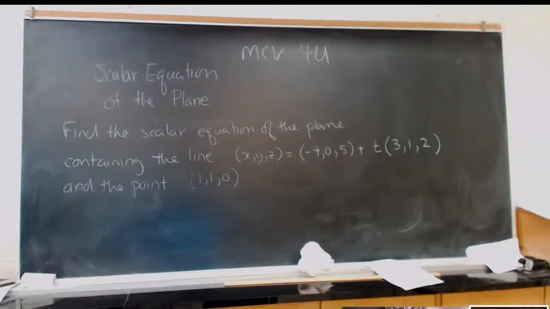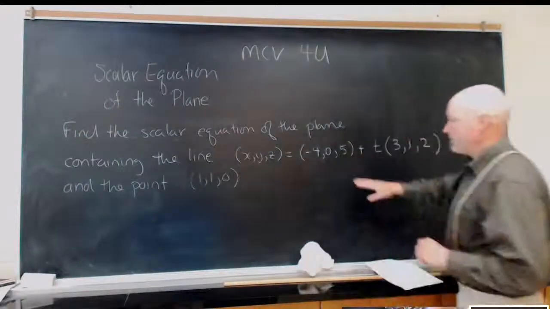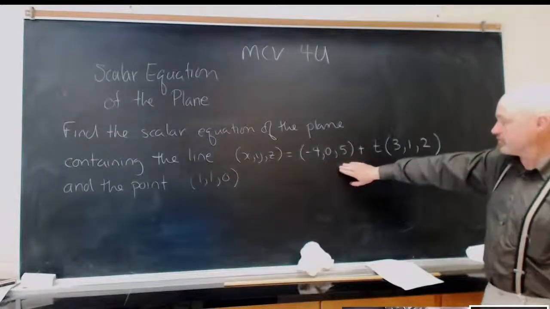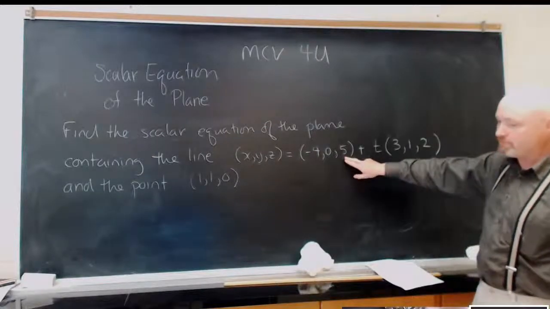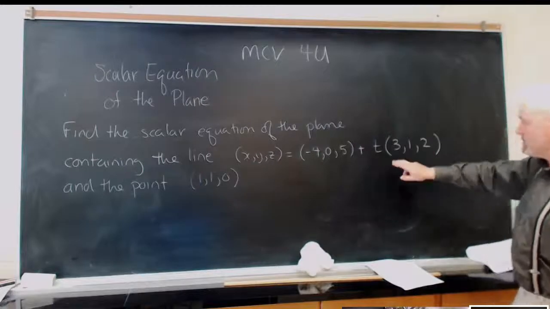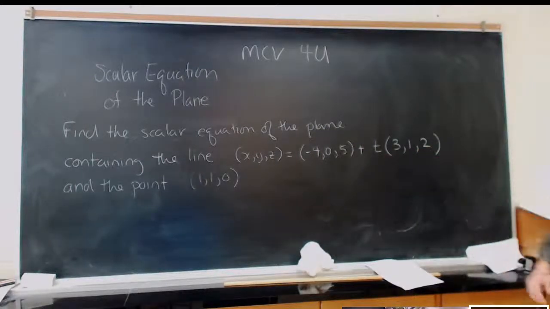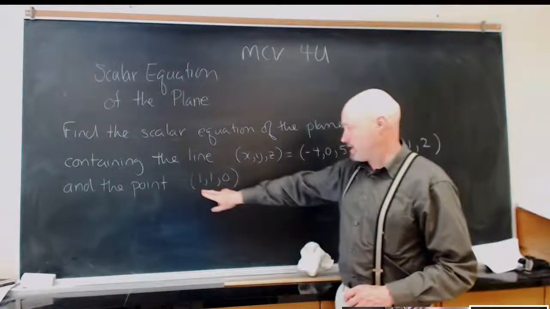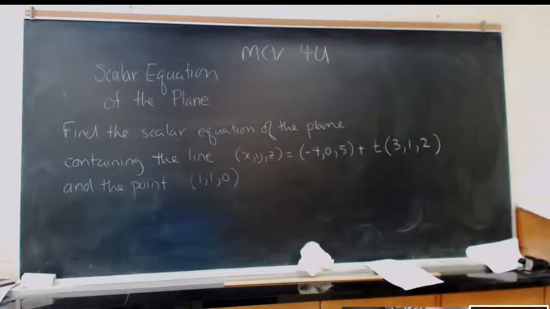What are the coordinates for the line? It hasn't cleared up yet. So the position vector for the equation of the line is -4, 0, and 5, plus t times 3, 1, and 2. The point that lies on the line is 1, 1, and 0.